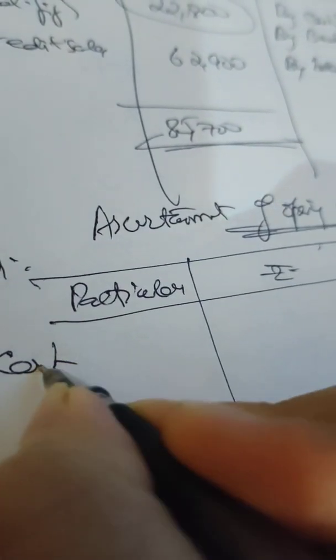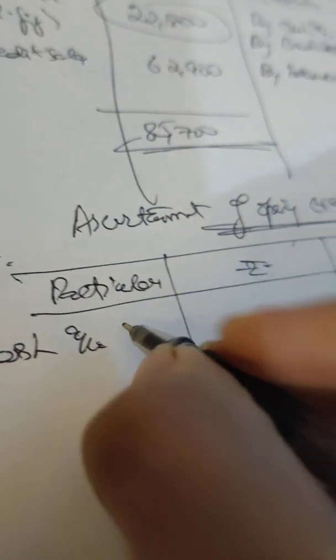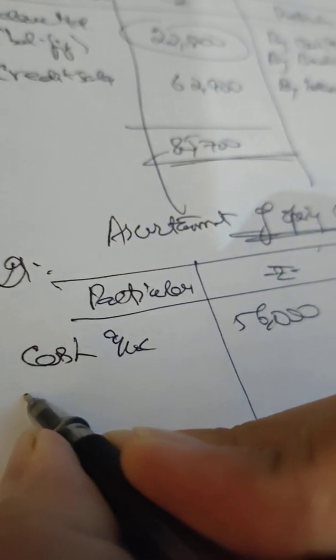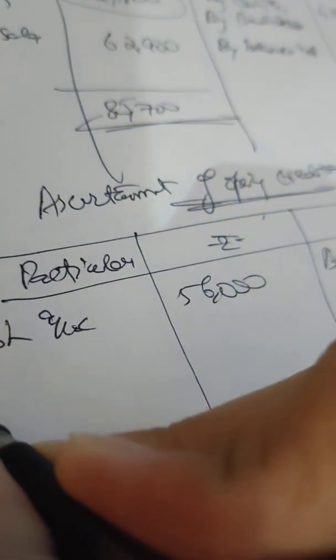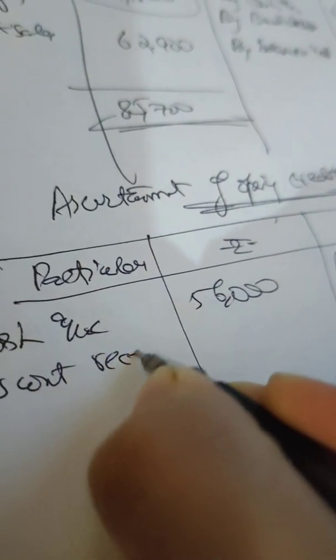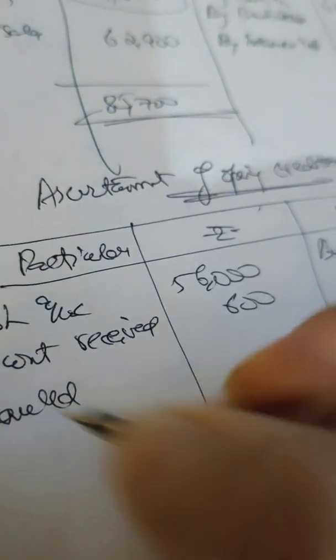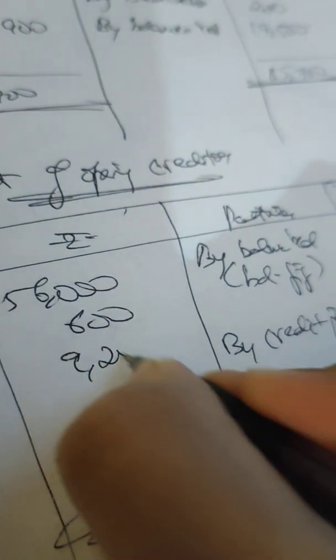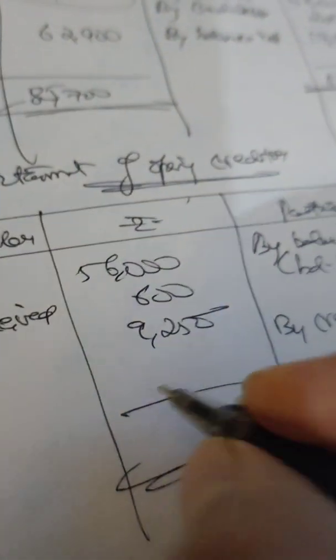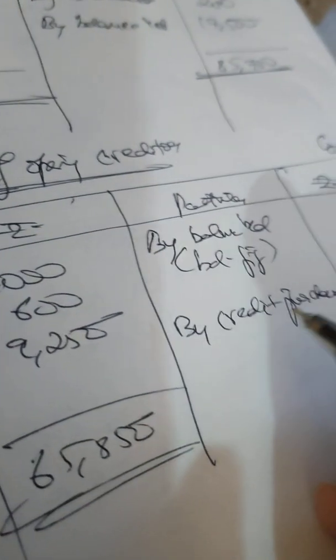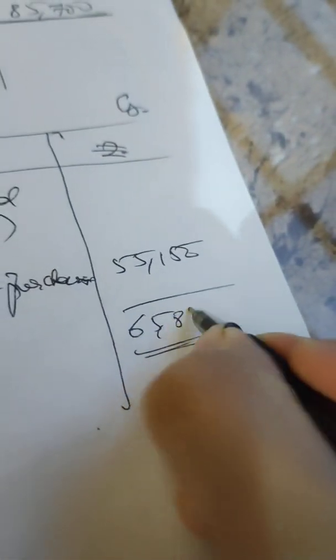Now come to the debit side. We have to cash paid, cash account, which is cash paid. So to cash account, how much is given in the question? 56,000. Then what else? We have to discount, that is discount received, that is nothing but 600. Then to balance carried down, how much is it? 9,250, already given in the question. Just total it up. So we get 65,850. Clear? Good.